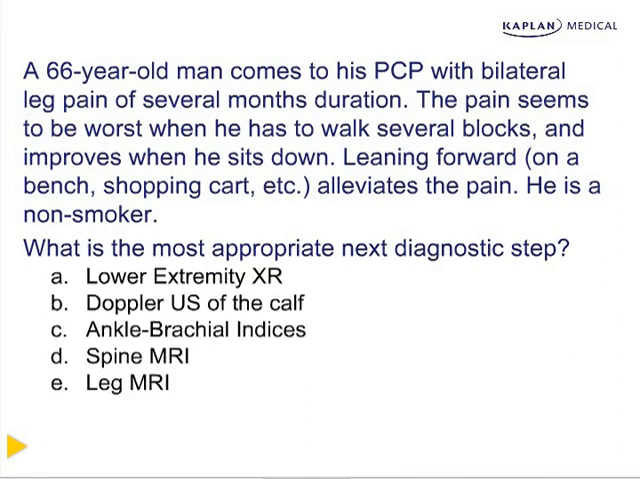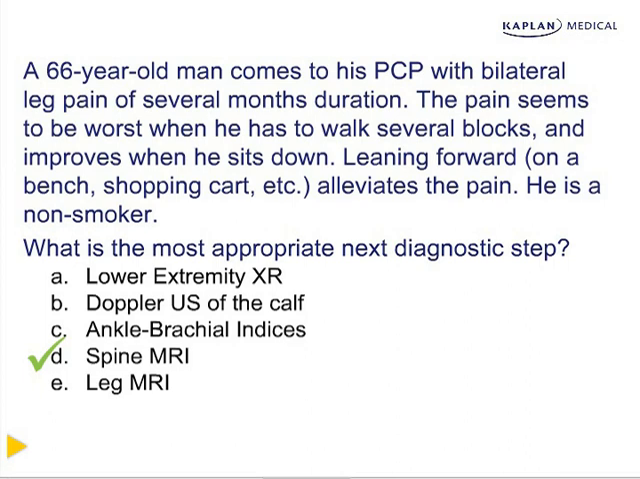A. Lower extremity x-rays. B. Doppler ultrasound of the calves. C. Ankle brachial index measurement. D. Spinal MRI. Or E. Leg MRI. This is one of those tricky Step 2 questions in which you have to narrow in on a specific diagnosis to correctly answer the question.